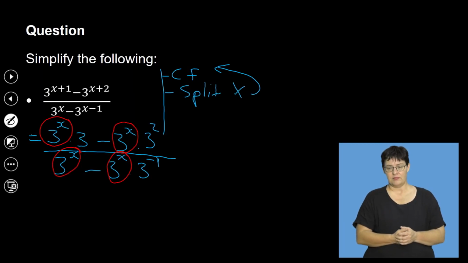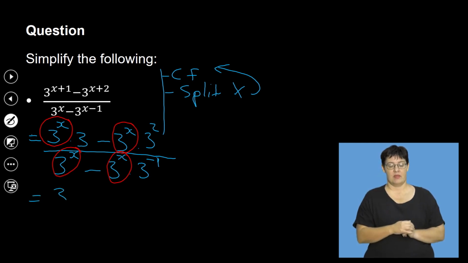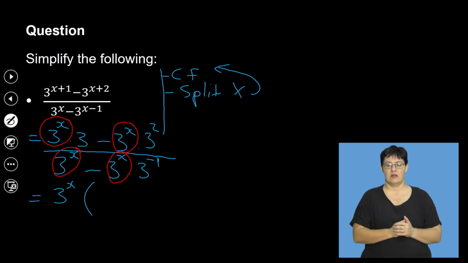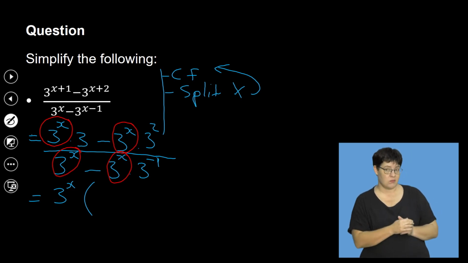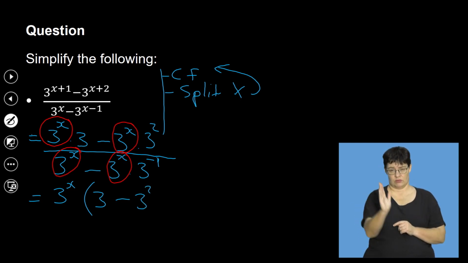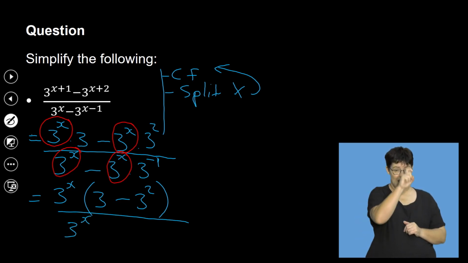So I'm going to take out a common factor here as I've highlighted them. This will be 3 to the exponent of x as a common factor. You open the bracket to show what is remaining. If I take the first term divided by the common factor, I will remain with 3. Minus, I take the second term and divide it by the common factor, I will be left with 3 squared. And all of this will be divided by 3 to the exponent of x.